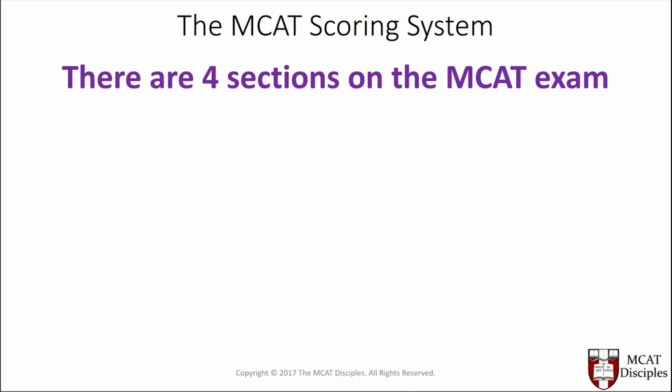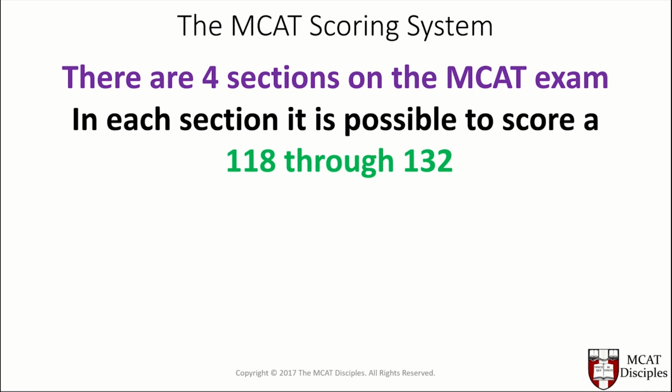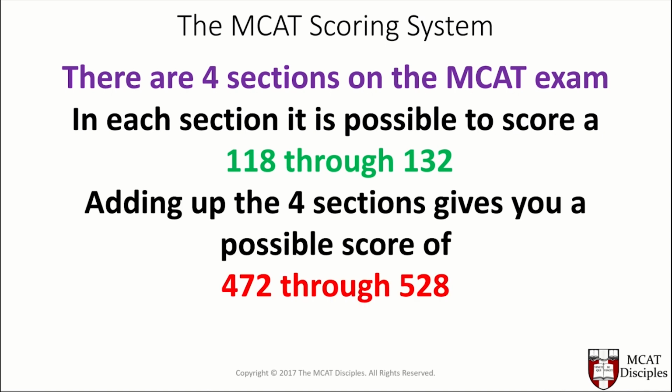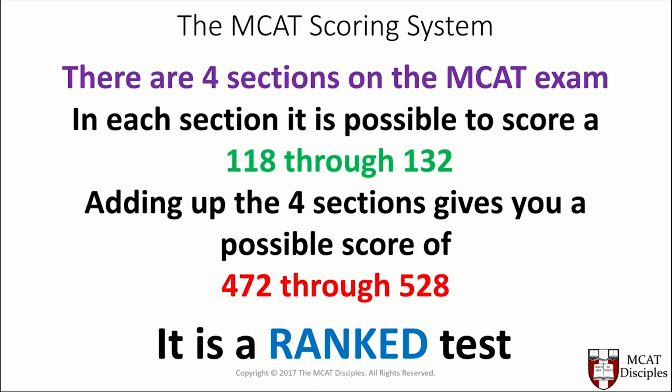There are 4 sections on the MCAT exam. In each section, it is possible to score between a 118 and a 132. Adding up the 4 possible sections gives you a possible score of 472 through 528. And it is important to know that this is a ranked exam. Your right or wrong answers from test A is compared to that of other test takers to produce your final score. Each score is associated with a percentile ranking.